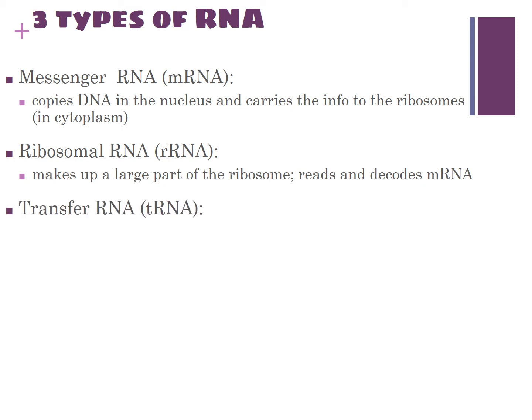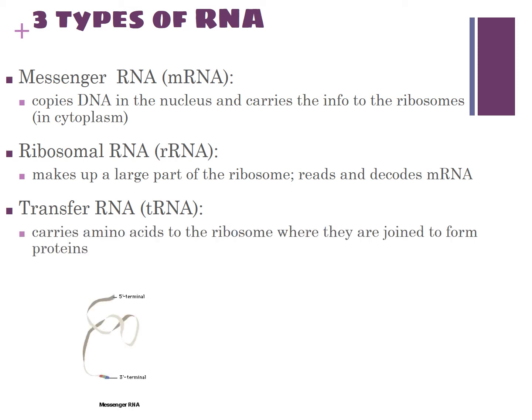And finally, we've got transfer RNA, or tRNA. Well, you know what the word transfer means, to move things from one place to another. And that's exactly what transfer RNA does. Transfer RNA is going to carry amino acids to the ribosome, where they'll be joined together to form proteins. So transfer RNA is actually going to hold on to an amino acid on one end and some nitrogenous bases on the other end, and it's going to bring that amino acid to the ribosome to help form that protein. More about that later.